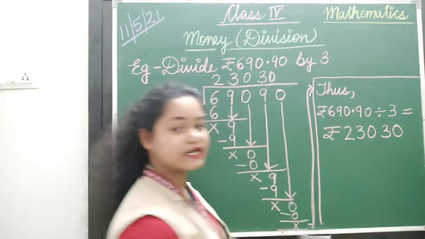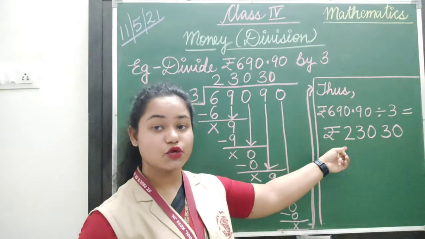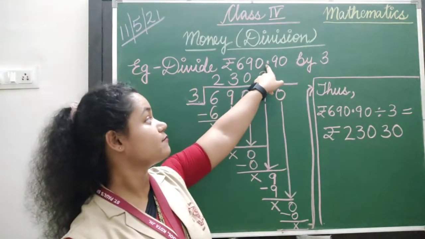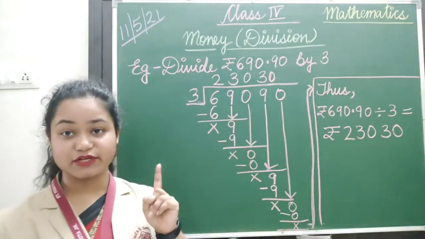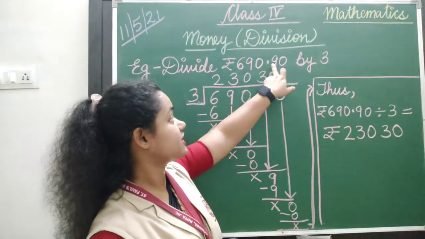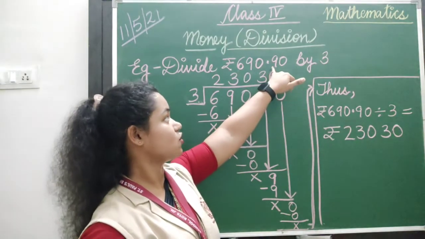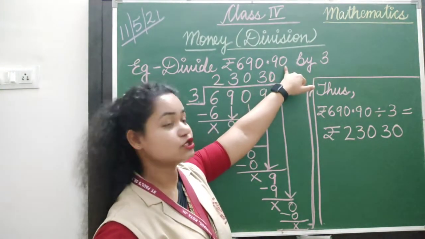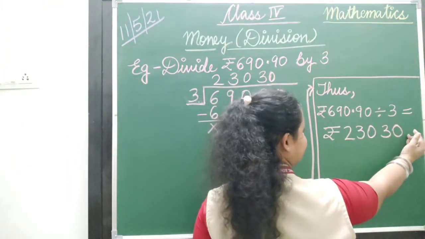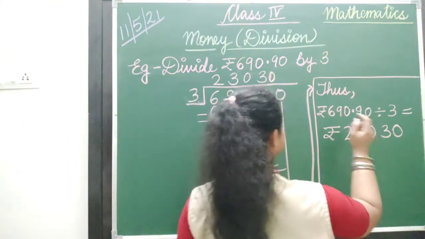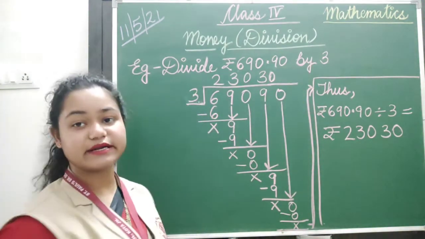230. Understood? After copying down the quotient, you are going to count the number of digits after the decimal in the question given to you. Okay? Count the number of digits after decimal. So, after decimal is 1 and 2. 2 digits are there. You are going to start from the right hand side. Leave that many digits, and then put the decimal.